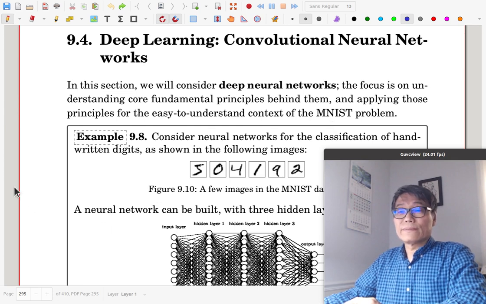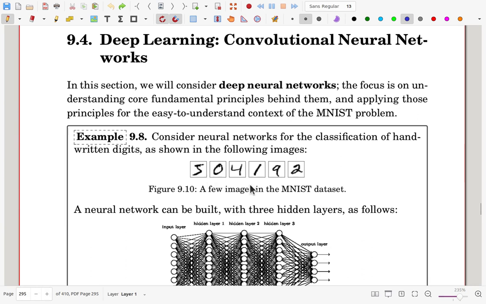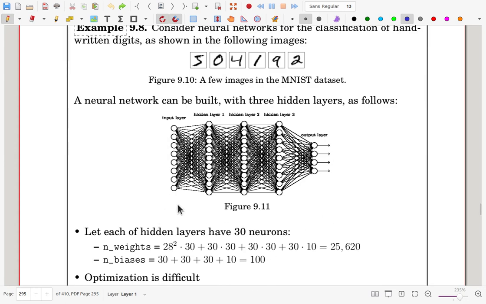Let's see this example. Here, the MNIST dataset is given. For the dataset, we may build a neural network having 3 hidden layers as follows: the input layer, hidden layers 1, 2, 3, and the output layer. Assume each of the hidden layers has 30 neurons. Then we can count the number of weights and number of biases to teach.